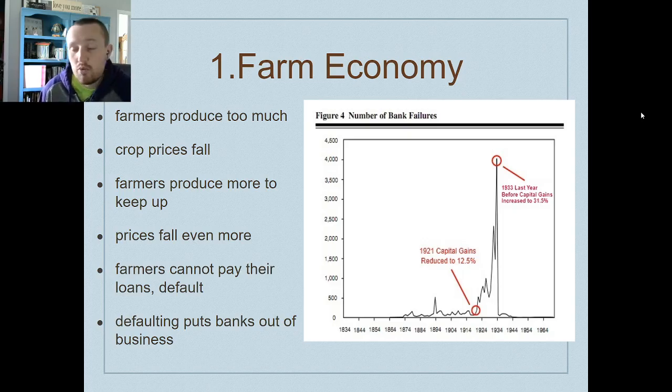The bank is required by law to forgive the loan, which now puts a burden on the bank because the bank now has to eat that cost. This will put banks out of business. We're not talking about a couple farmers here. We're going to be talking about hundreds of thousands of farmers. This problem will happen to them.